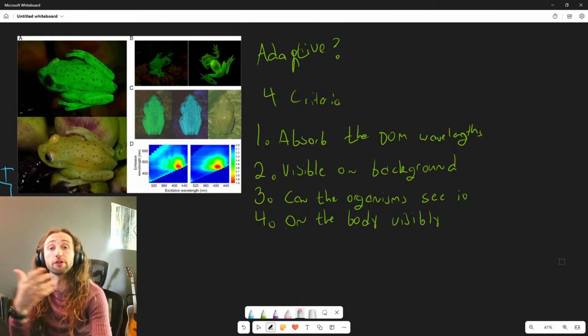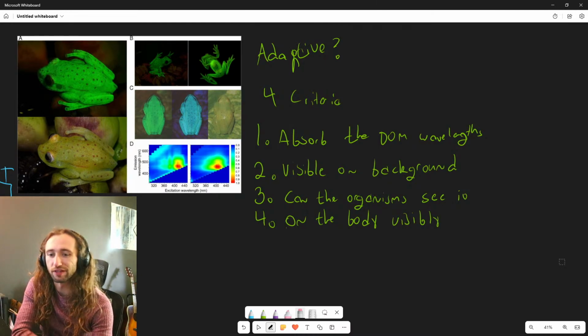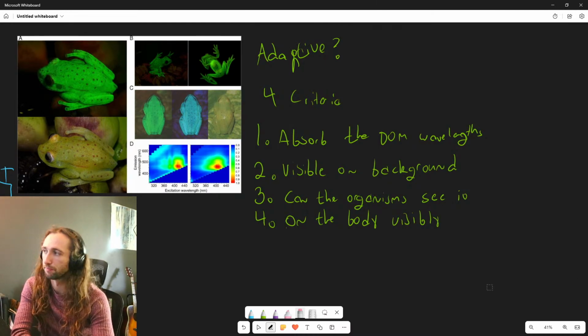So, these are the 4 criteria that the authors decided to look at to see, hey, we know frogs fluoresce, but is this adaptive? Is this good for their biology? What they found. Let's make this purple. I like this purple.